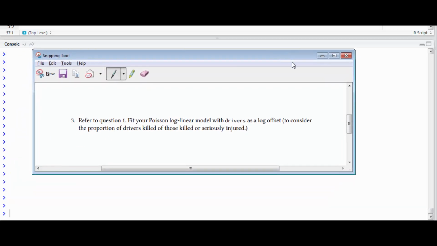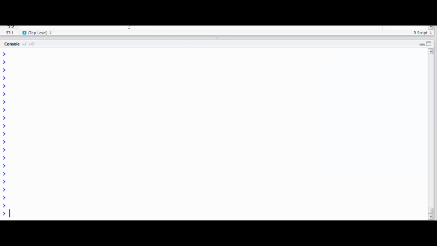This is question 3 of the Poisson regression chapter of the Regression Models book. It says refer to question 1, fit your Poisson log linear model with drivers as a log offset. So this is to consider the proportion of drivers killed of those killed or seriously injured. So we did a little bit of this by looking at the binomial regression case.